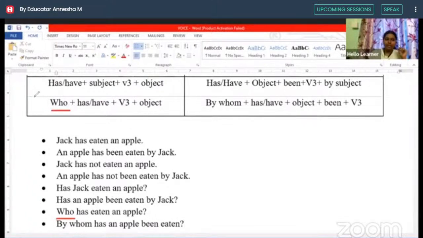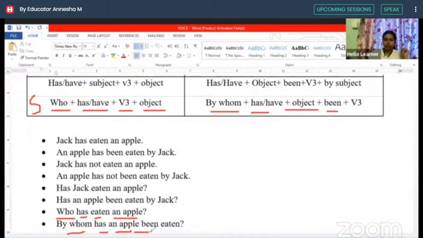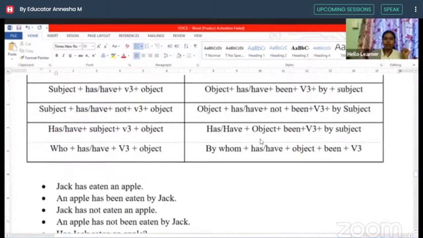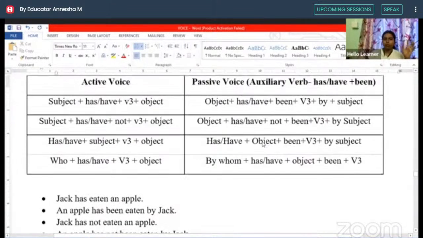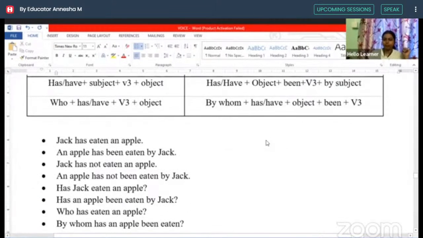Who here is basically the subject, right? Has or have, has, eaten is our V3, object is our an apple. What is the passive voice of that? By whom has an apple been eaten, where an apple is the object and eaten is our V3. By whom has an apple been eaten? Okay, clear guys? Any questions till here? Any doubts till here about the present perfect tense?